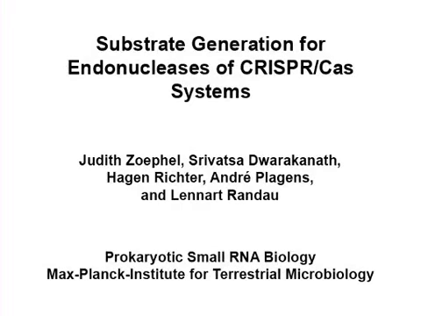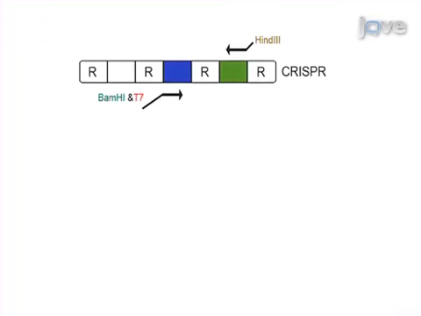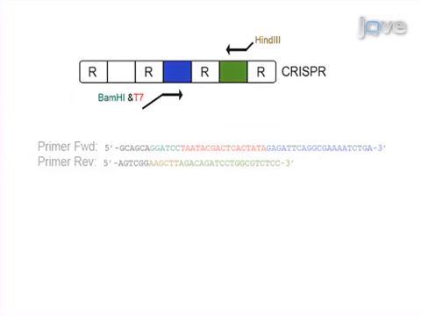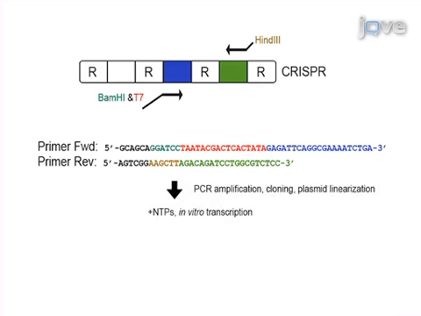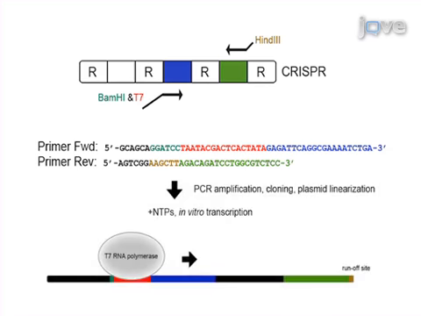The overall goal of the following experiments is to generate RNA substrates for the study of Cas endonucleases, which play crucial roles in the CRISPR-Cas immune systems found in bacteria and archaea. To obtain RNA substrates for Cas endonucleases, PCR amplification of a specific CRISPR region can be employed to obtain a long DNA template for in vitro RNA production.